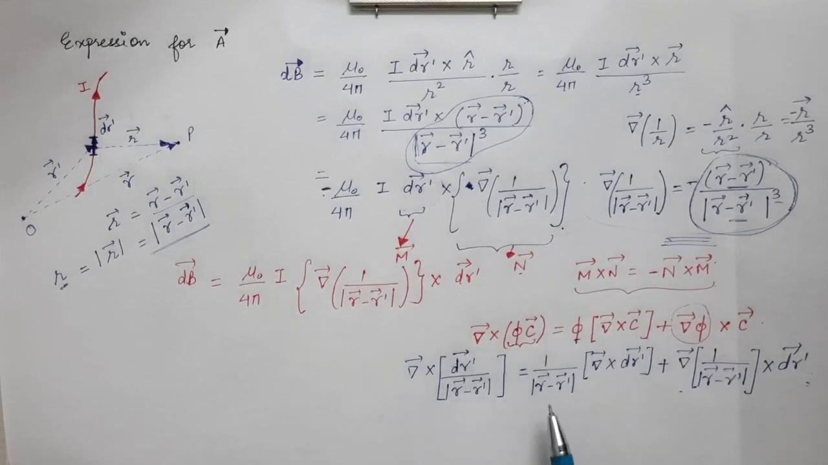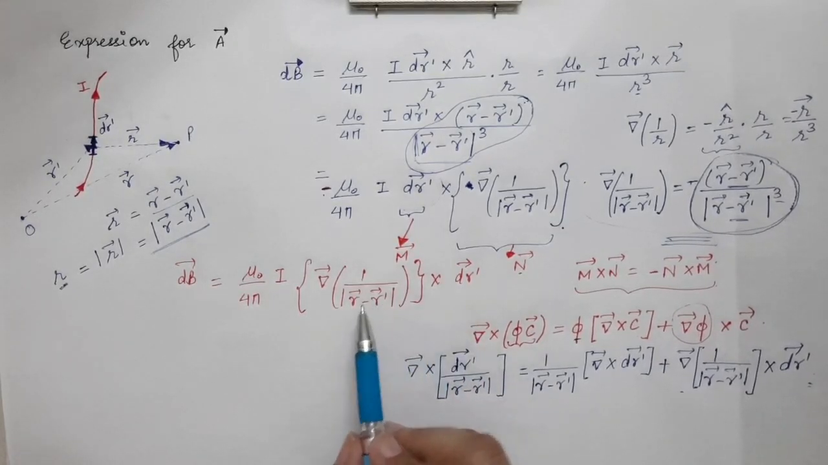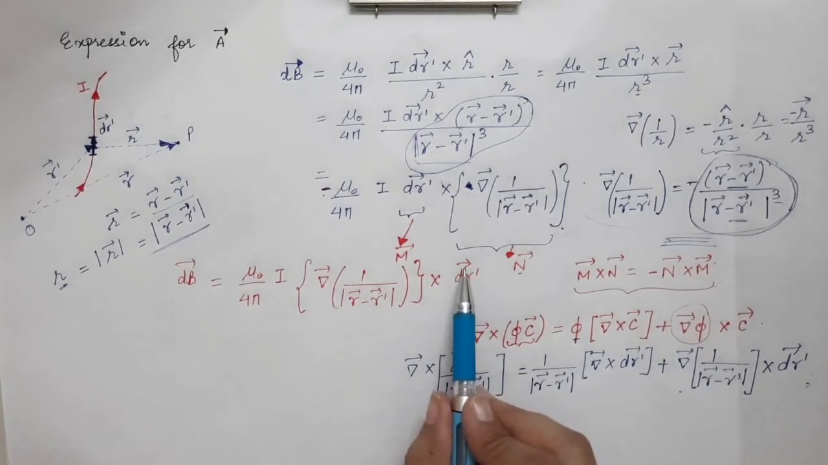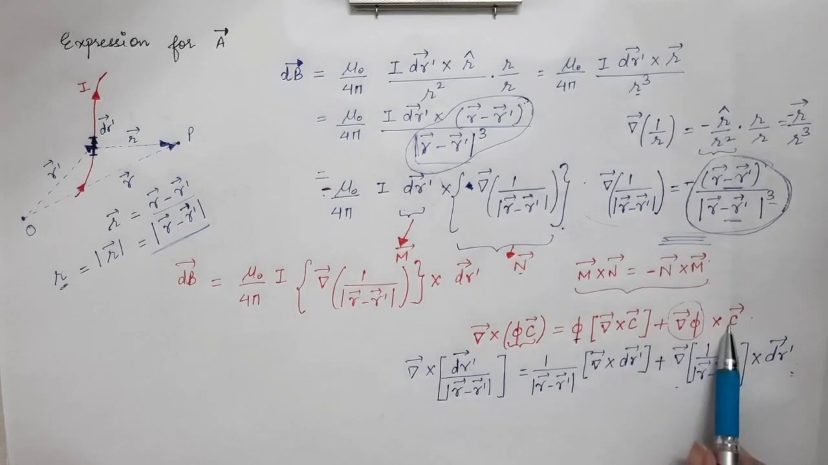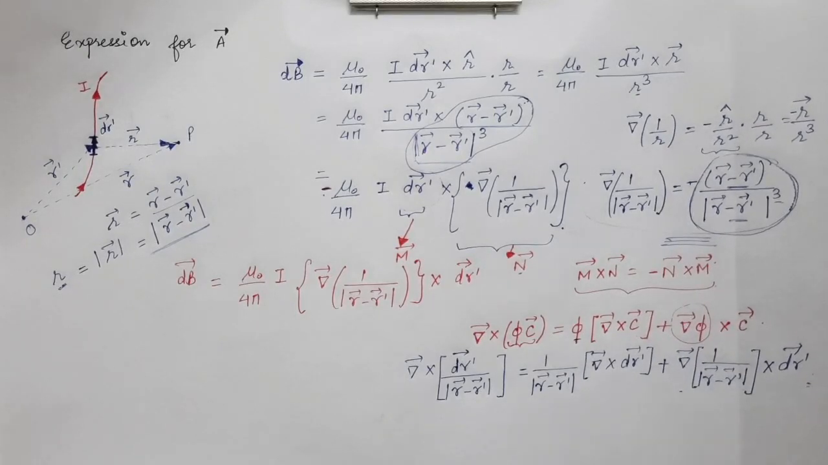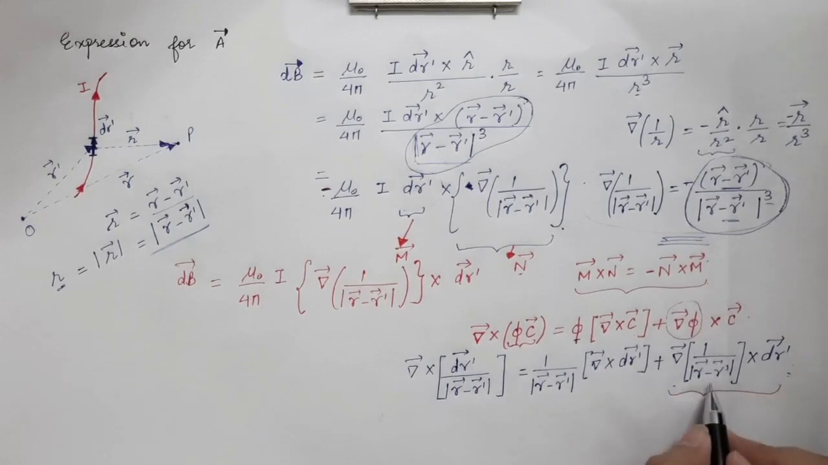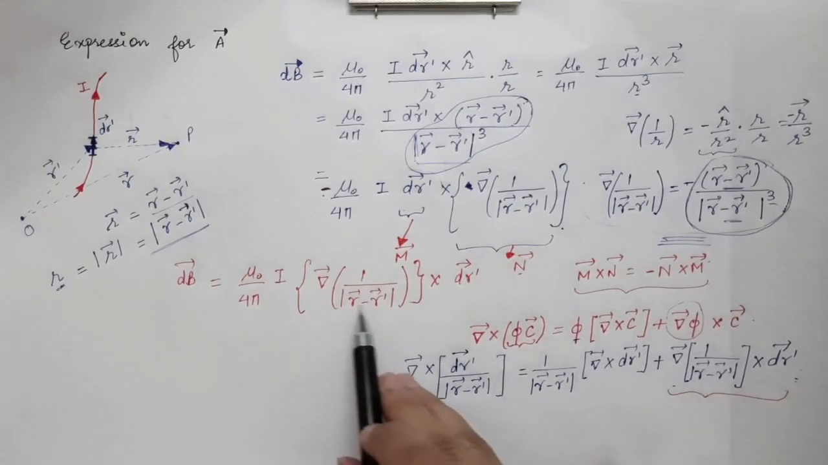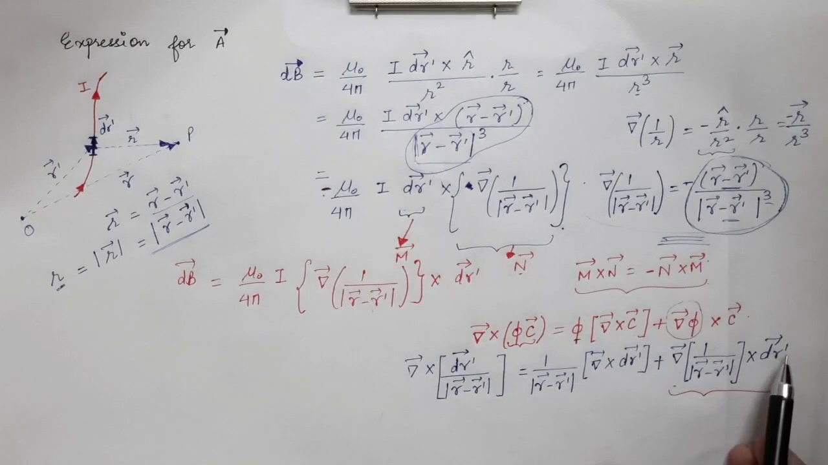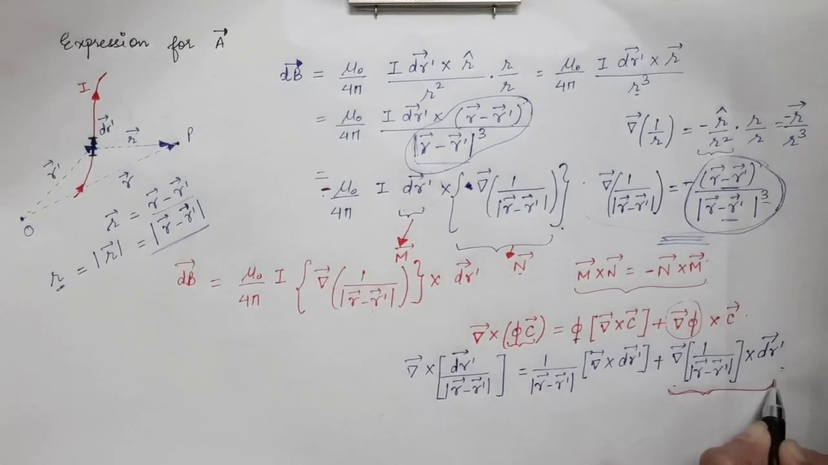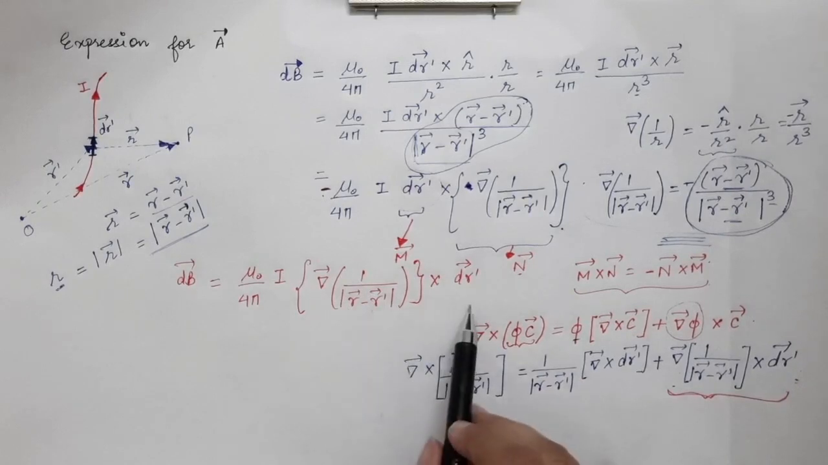So now you will get to know why I have done this step. You can see over here that I have curl of a scalar cross product with dr prime vector, and using this identity you can see that I have got the same expression over here. Curl of the scalar function, then cross product with dr prime vector. So this term is the same as that of this one.